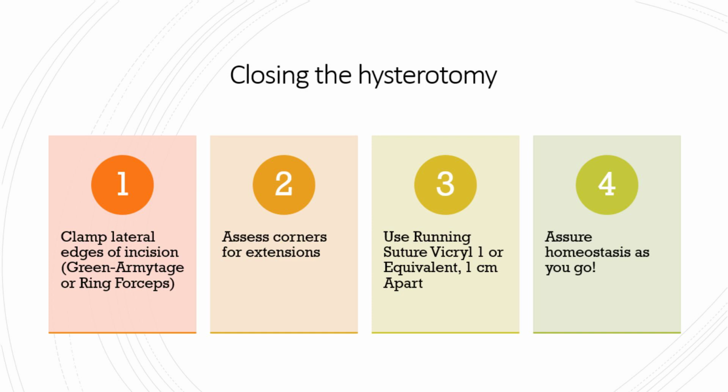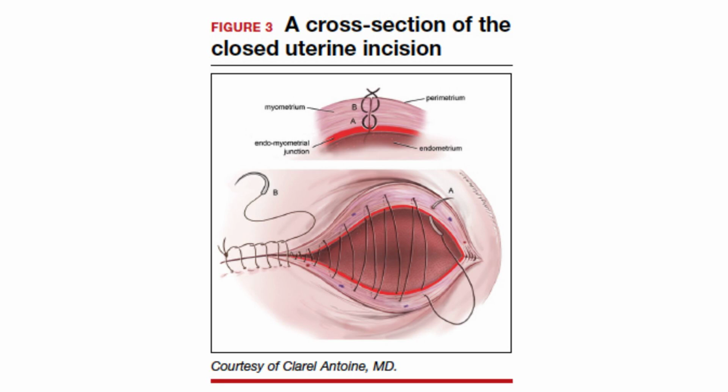The next step involves using a running suture technique with Vicryl 1 or an equivalent suture material. The sutures should be placed approximately 1 cm apart, ensuring that they penetrate through all layers of the myometrium. Throughout the suturing process, it is critical to continuously assess and ensure hemostasis as you go along. This involves checking for any bleeding from vessels as they are encountered and taking appropriate measures to control it. This is what a running suture on the hysterotomy would look like.